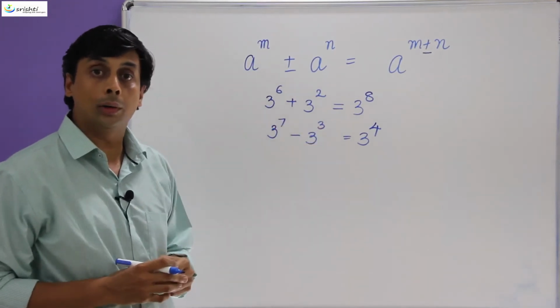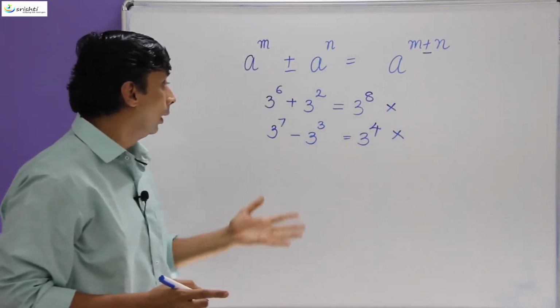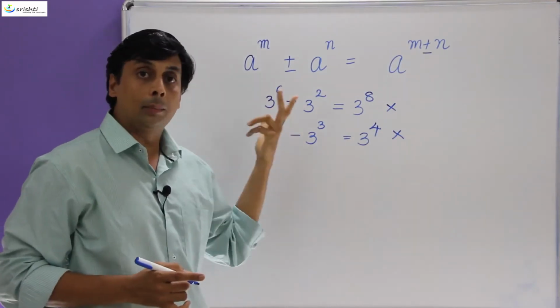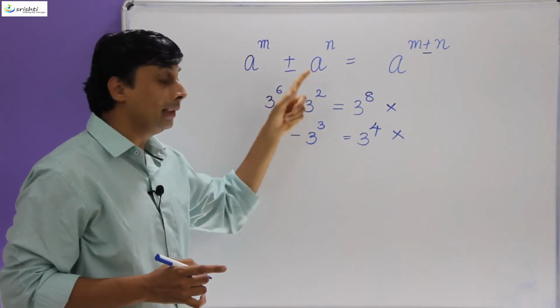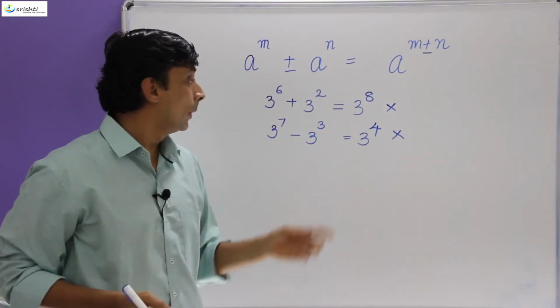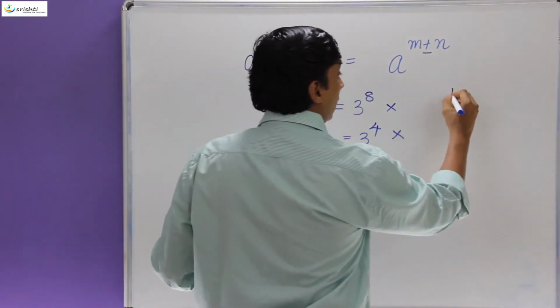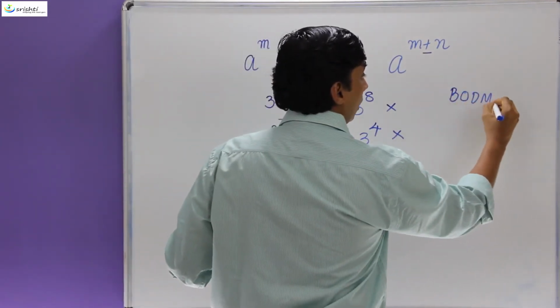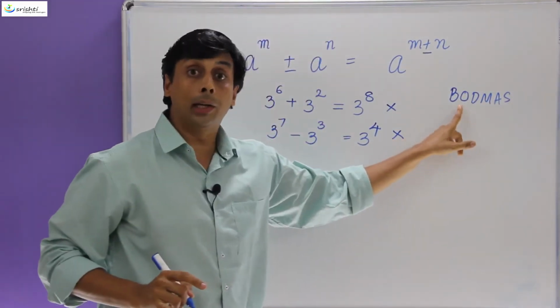Now this also is wrong. So let's understand why it is wrong. Again over here, there are two operators being used. One is the exponent operator, 3 raised to 6 and 3 square, these are exponents, and there is an addition operator being used. So what does BODMAS tell us? BODMAS tells us that before you perform addition or subtraction, you should perform the exponent operation first.